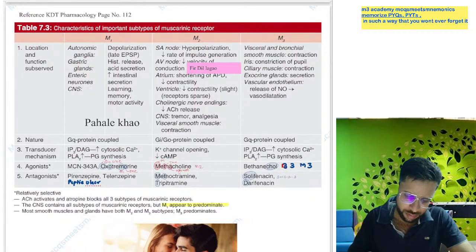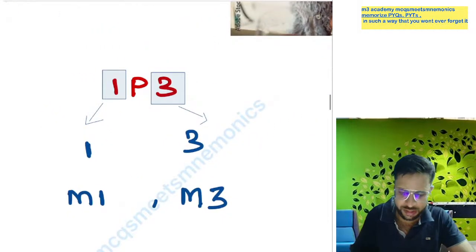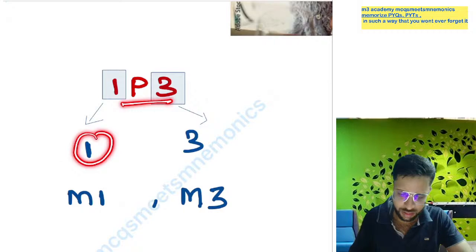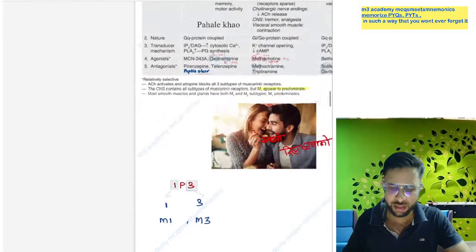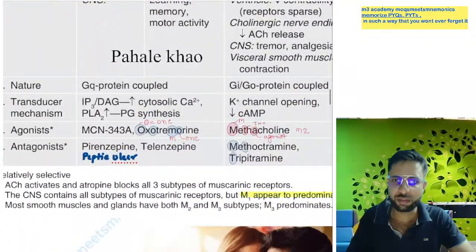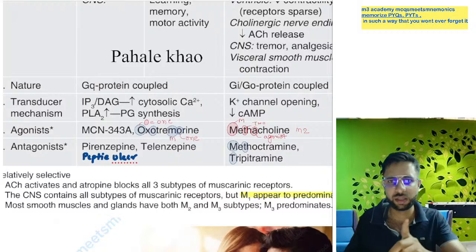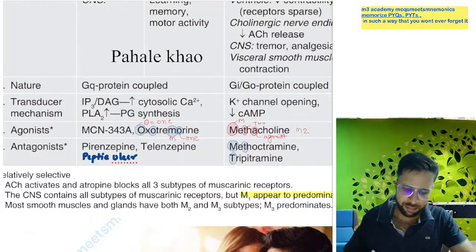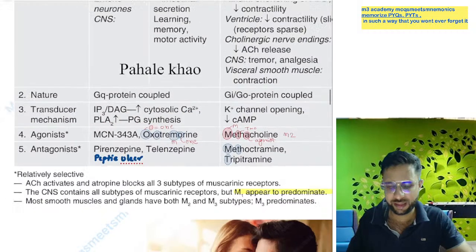So you can easily say which type of receptor. IP3: the I looks like 1 and 3 is 3. So M1 and M3 receptors follow the IP3 mechanism of action. Odd numbers 1, 3, 5. The mechanism is IP3, DAG, or increased cytosolic calcium, plus phospholipase A2 and prostaglandin synthesis.